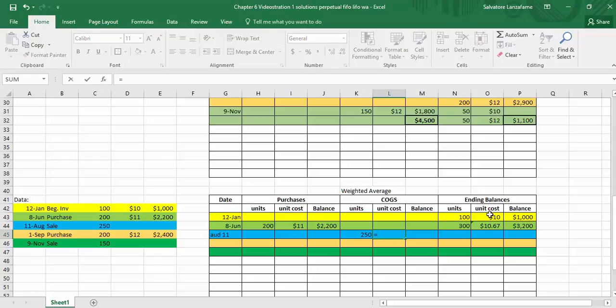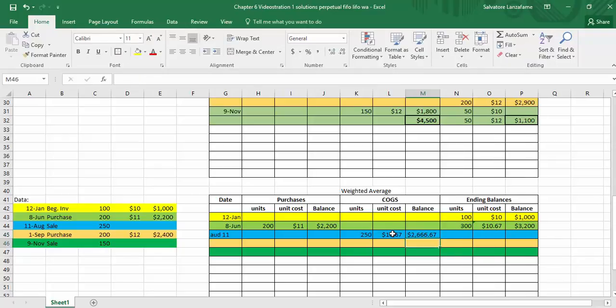It's costing us this 10.67. Don't just type 10.67 because 10.67 is rounded. So literally click on the cell and Excel is going to use the original unrounded answer in the multiplication. So 250 multiplied by the 10.67, and that's going to give us $2,666.67, rounded to the nearest penny.